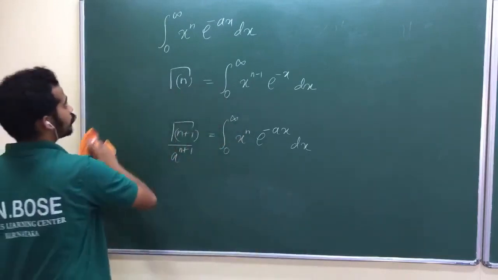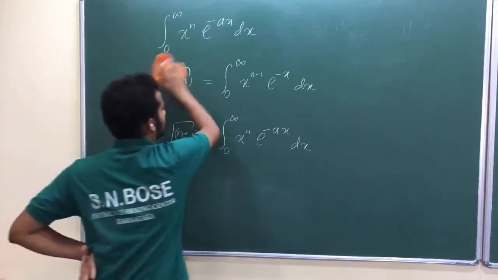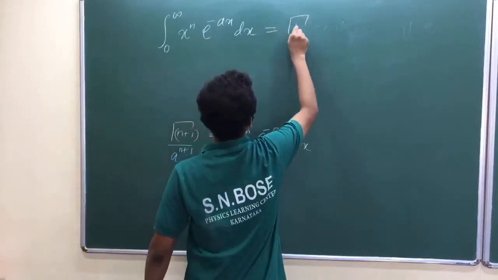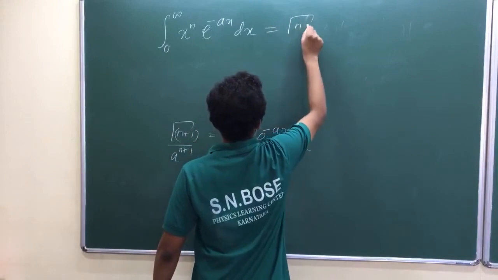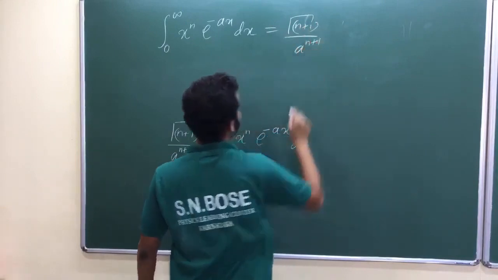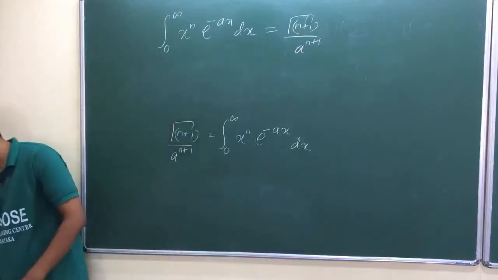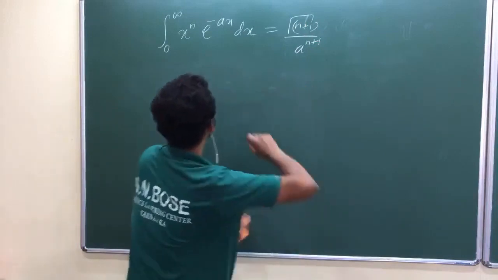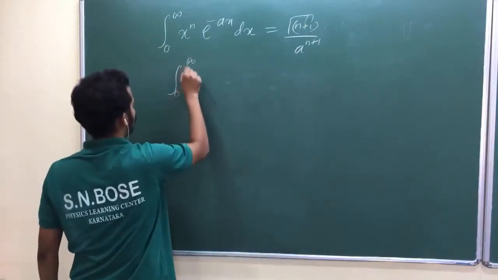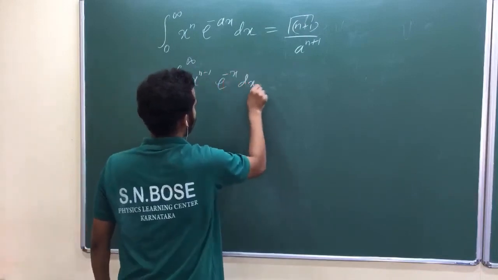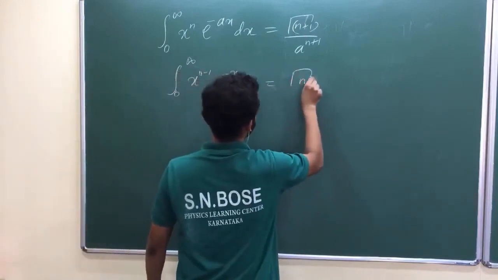Now look here. The integral from 0 to infinity of x raised to n into e power minus ax is given by gamma of n plus 1 divided by a power n plus 1. Now I have to define the property of that gamma, where gamma of n is simply defined as the integral from 0 to infinity of x power n minus 1 e power minus x dx.